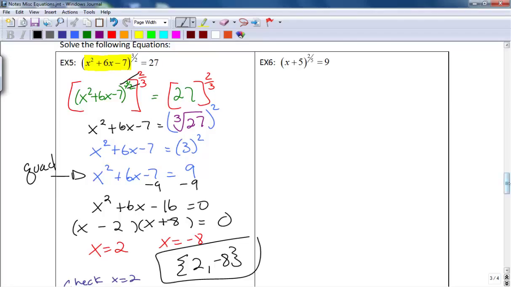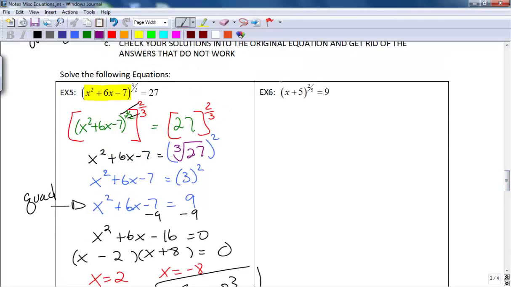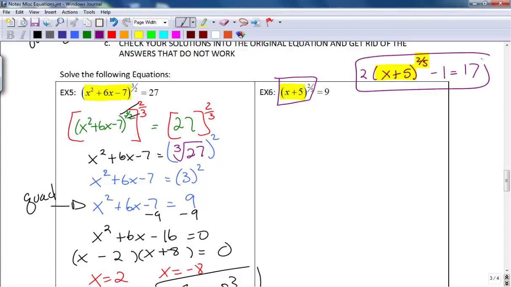Let's look at example 6. Step 1, isolate. Well, am I isolated? Yes, I am. I'm just going to give you an example of something that wouldn't be isolated. Let's say that I had 2 times x plus 5 raised to the 2/5 minus 1 is equal to 17. Do you notice now that the expression that I'm raising to the rational exponent is not isolated? I'm subtracting 1 from it, I'm multiplying 2 to it. So this I would have to isolate first. But the expression here, this x plus 5 here, is already isolated, so I wouldn't have to do that step. This is an example of something that would have to be isolated.